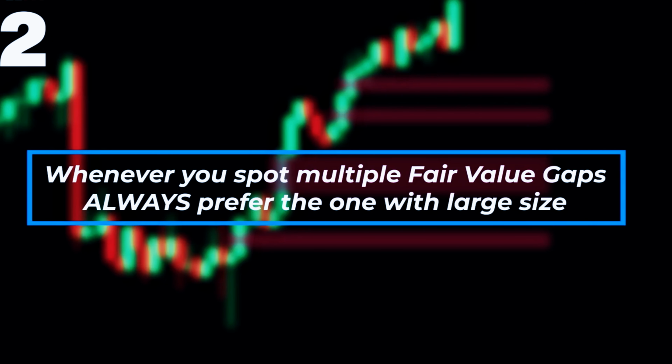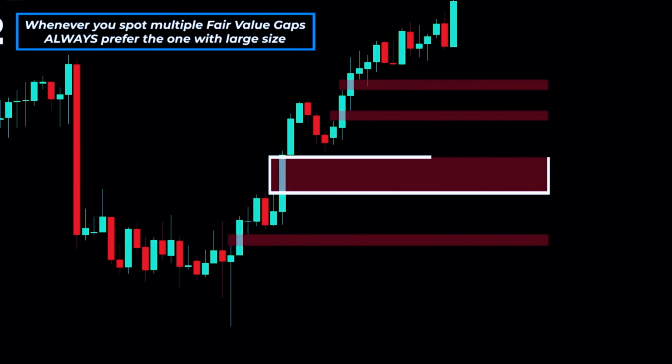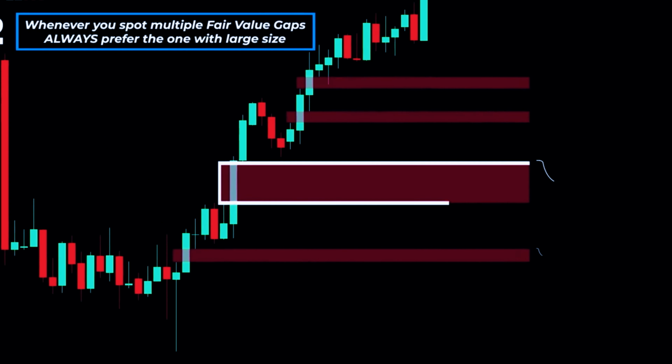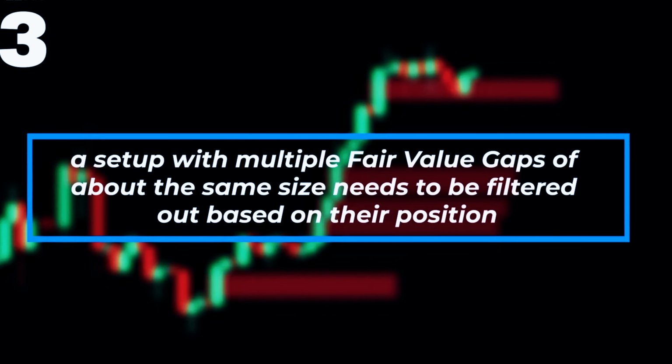Number 2. Whenever you spot multiple fair value gaps on one setup such as this example, always prefer the ones with large size. Larger fair value gaps such as this one almost always work better compared to smaller ones, because they represent a stronger imbalance between buyers and sellers. This means they are more likely to act as stronger areas of support or resistance.